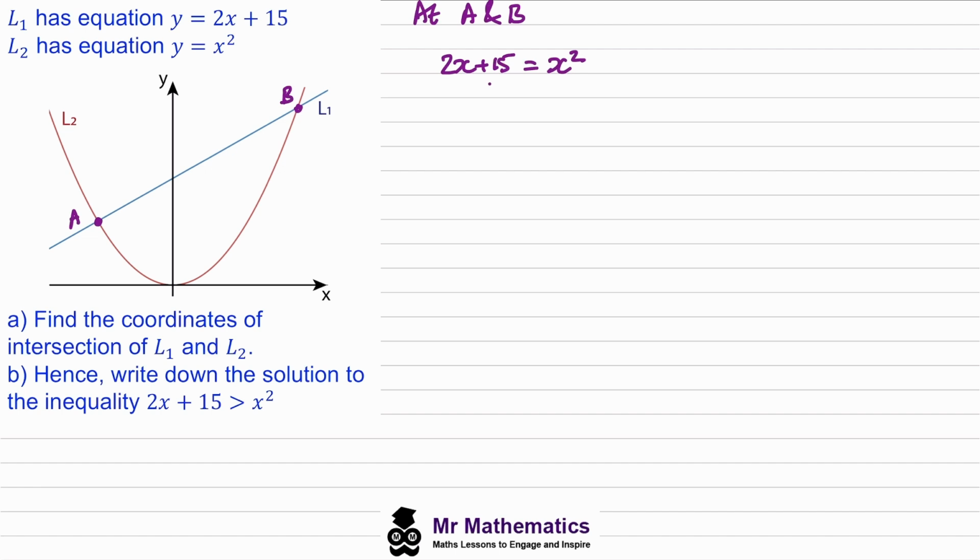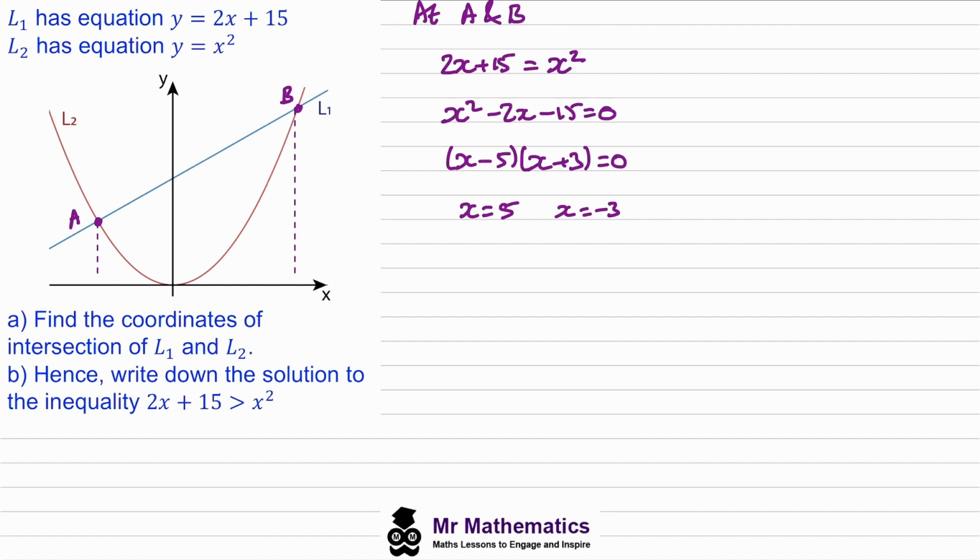We can solve this quadratic by moving the 2x and the 15 to the right hand side. So x squared minus 2x minus 15 will equal 0. So we get x minus 5 multiplied by x plus 3. So our x solutions are 5 and -3, which we can show on our graph. So we've got -3 here and +5 at B. And we can use these two points to solve this inequality.